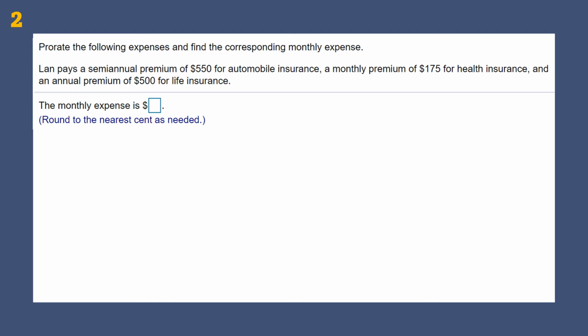Prorate the following expenses to find the corresponding monthly expense. Prorate means that even if we don't have to pay a bill every month, it's good to set aside that money each month. That's the way we prorate expenses. For example, if we pay a semi-annual premium of $550 for automobile insurance, that means we only pay it every 6 months, but we might want to set aside how much it costs.